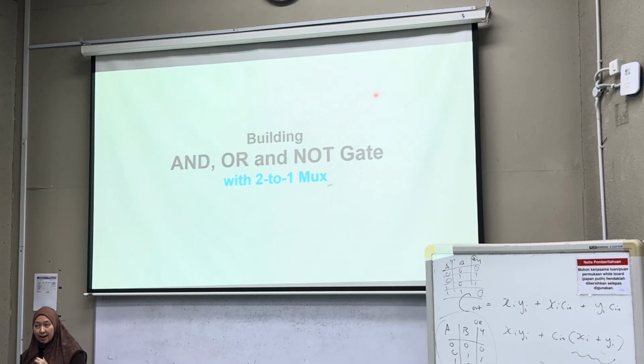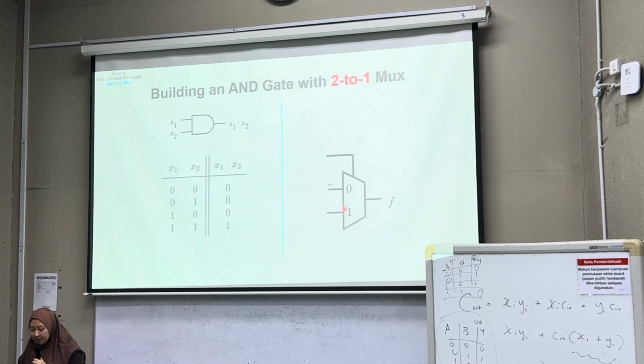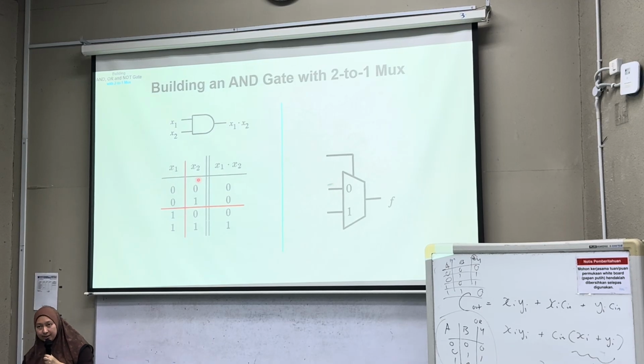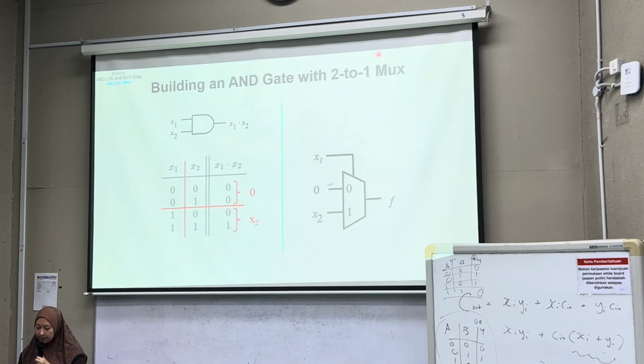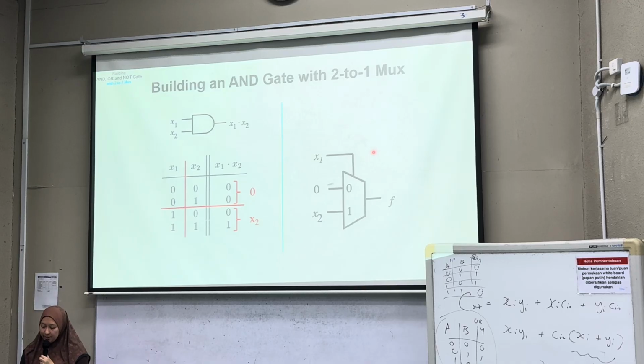Here I'm building AND, OR and NOT gates using a 2-to-1 mux. Same thing: I group the 4-to-1 mux table into 2s, in order to implement this with a 2-to-1 mux. When x1 is 0, the output is 0, but when x1 is 1, the output is equal to x2. This is how I build an AND gate using a 2-to-1 mux.